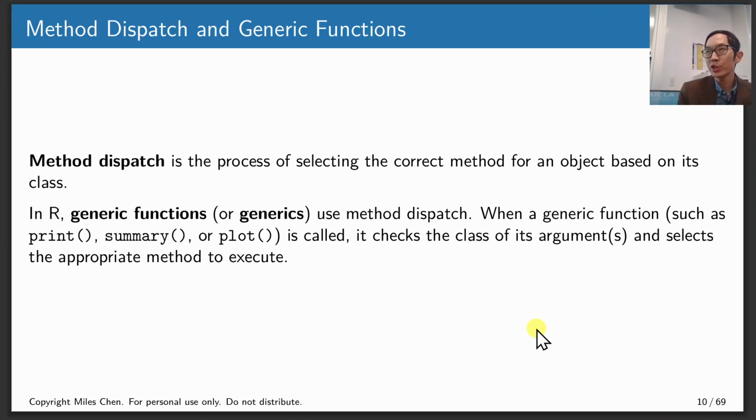So how do we select which method to use? That is known as method dispatch. In R, when we're using generic function OOP, the generic functions use method dispatch. When you call print on an object, that's a generic function. Print looks at what kind of object it's been given, and then finds the correct method to execute. That's method dispatch.